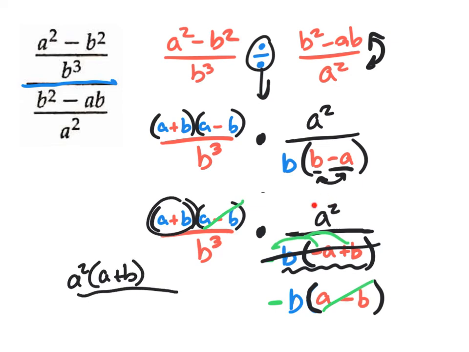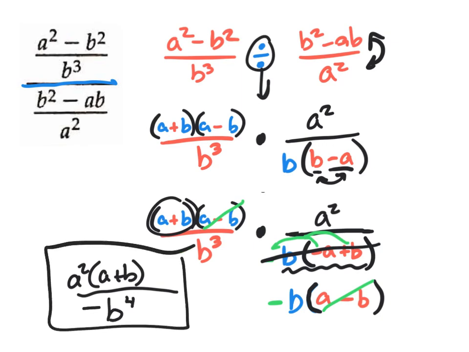Where did I get the a squared from? From here. This and this are on top, so they're right here written up on top. On the bottom we have b to the third times negative b. Well, what's a positive times a negative? It's a negative. So we have a negative b, and b to the third times another b is a b to the fourth. So this is your final answer for this complex rational expression.